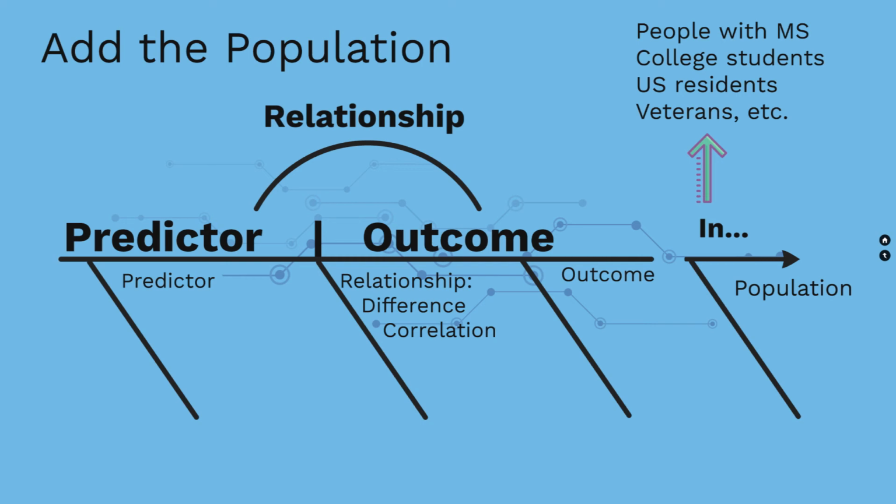People with MS, college students, U.S. residents, veterans. You can be very broad, U.S. residents, or you could be very specific, U.S. residents ages 45 to 60 with documented lung health diagnosis. So make sure that you understand where your data is coming from and whom the results will apply to.